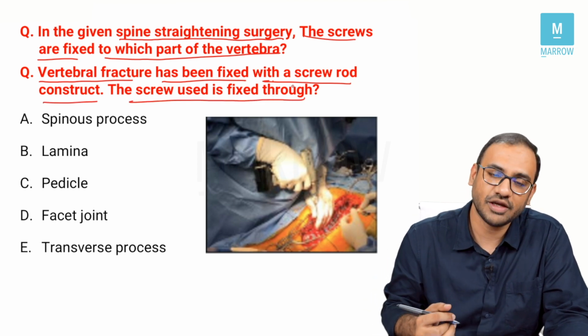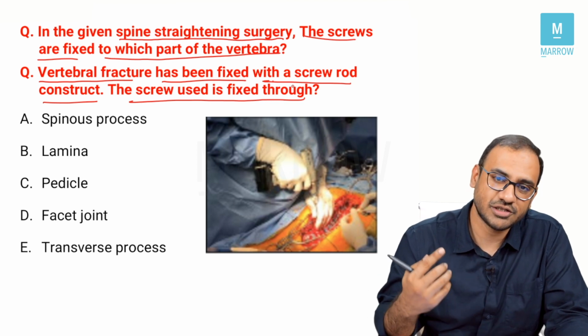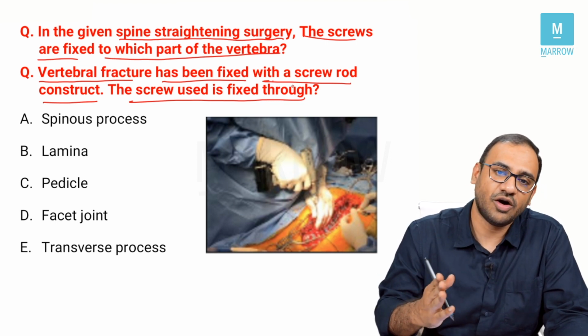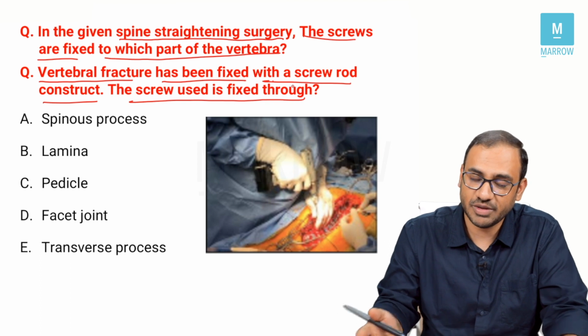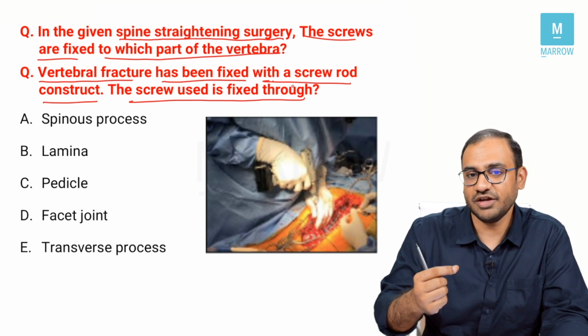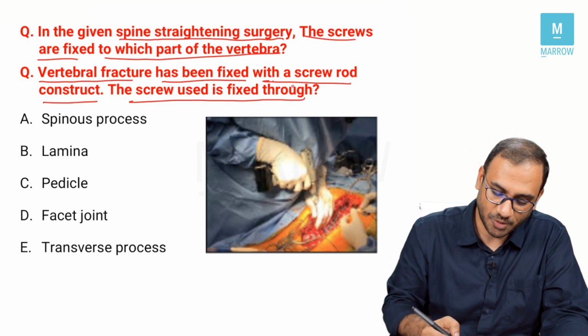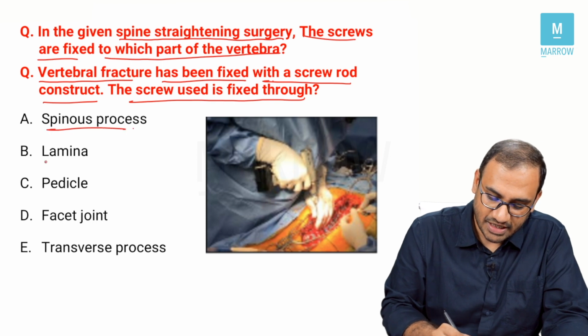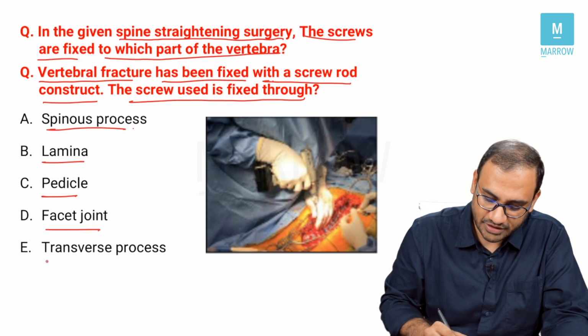So essentially what they're talking about is the screws that you use in spine surgery to either correct deformity or treat fractures. Where will you place the screw? The options given were spinous process, lamina, pedicle, facet joint, transverse process.